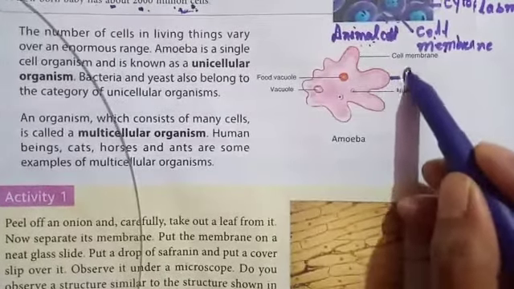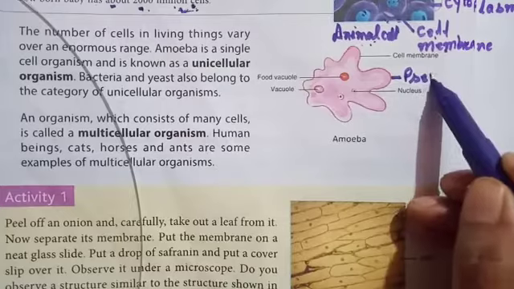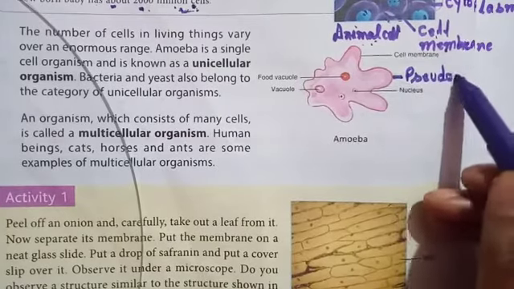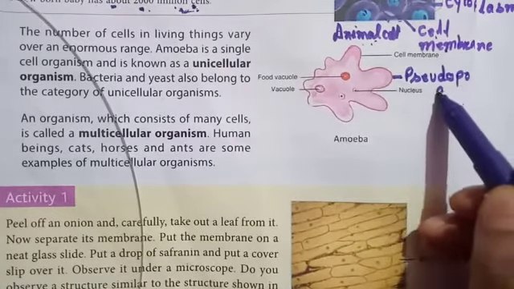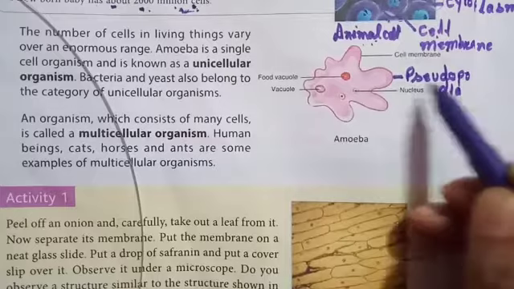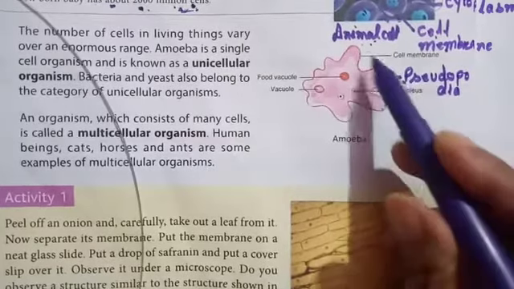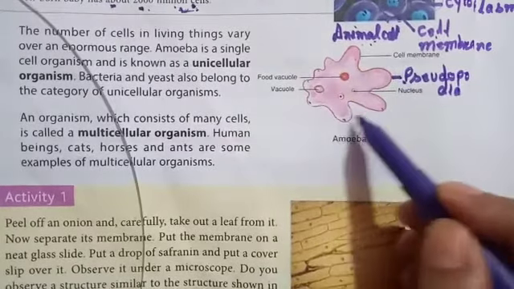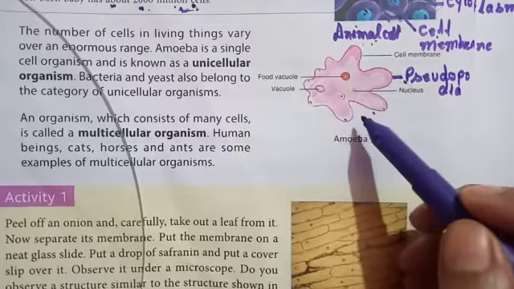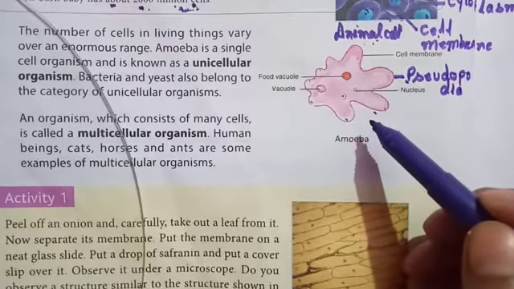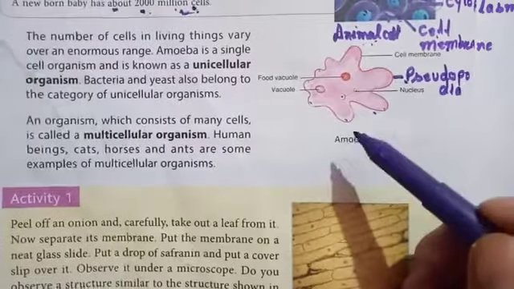Pseudopodia, pseudopodia. P is silent. This is the false feet. With the help of these false feet, the amoeba moves from one place to another in search of food.